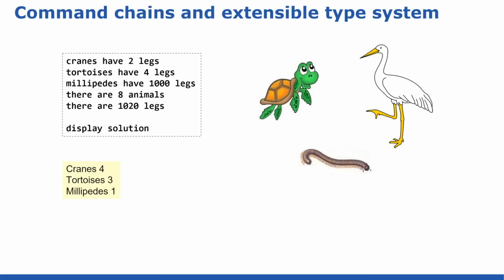Okay, now that's a little DSL. Somewhere I've defined a bit of code that represents what all the bits of that DSL mean. So when you call cranes have 2 legs, it's actually underneath the covers storing away information in a dictionary or a hash map. So cranes have 2 legs: it'll have cranes as a key and 2 as a value, and things like that. When you say display solution, it goes and invokes a constraint programming solver. All the details of that are stored away in a little DSL.